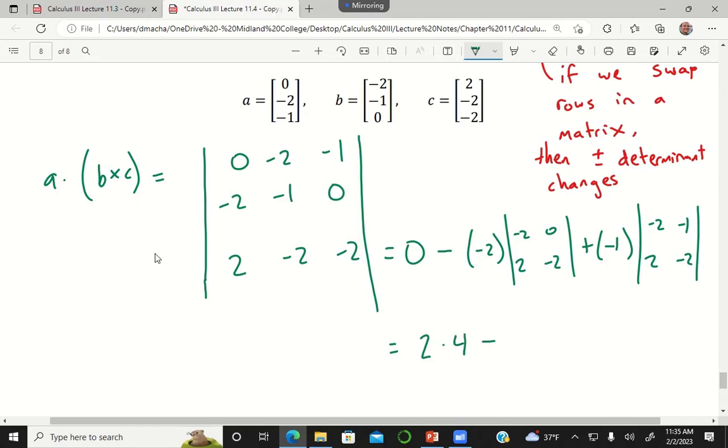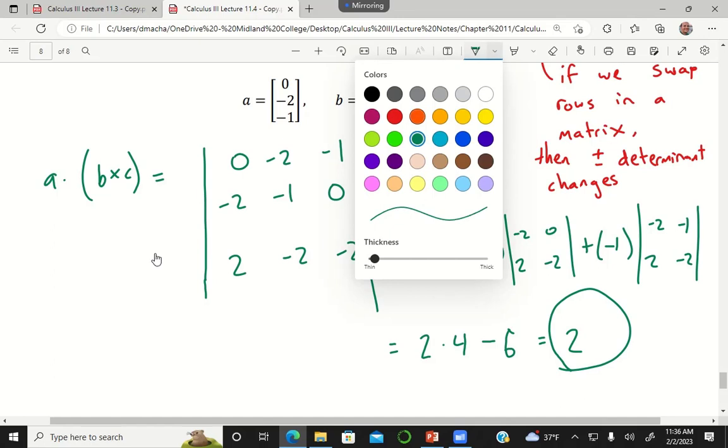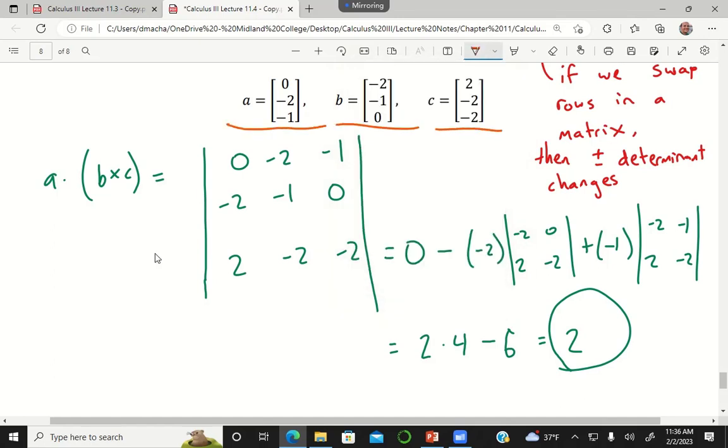And then plus negative 1 is just a minus. And then what is this 2 by 2 matrix determinant at the end? I think it's 6, because it's negative 2 times negative 2 makes 4, minus 2 times negative 1 is 6, yeah. So I have 2 times 4 minus 6, and so that triple scalar product should be 2. So that means if you use these 3 vectors to be the 3 sets of opposite edges of a parallelepiped, then the volume of that parallelepiped would be 2.